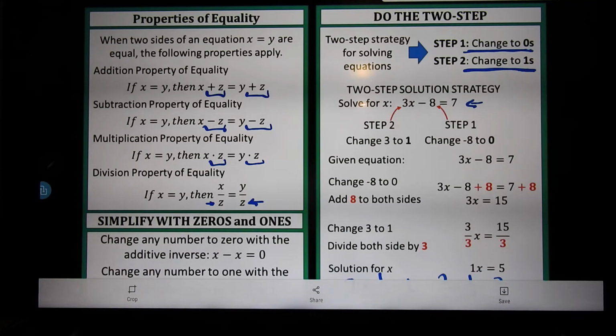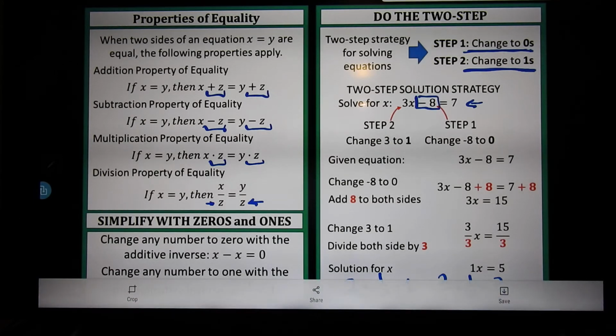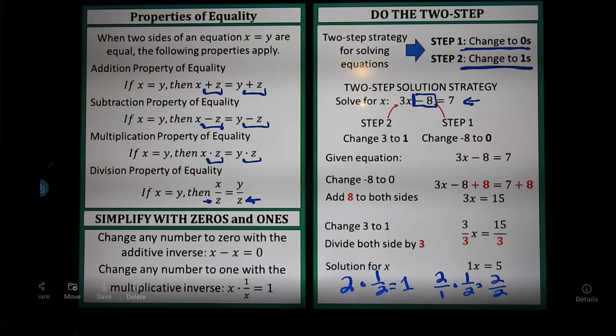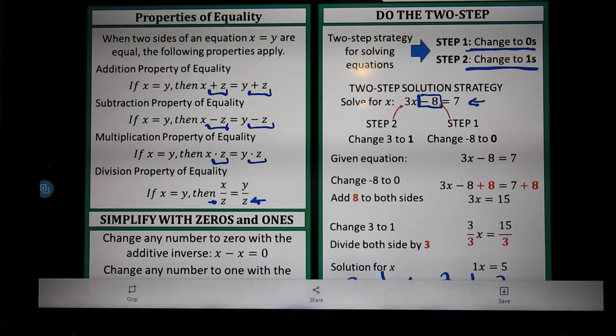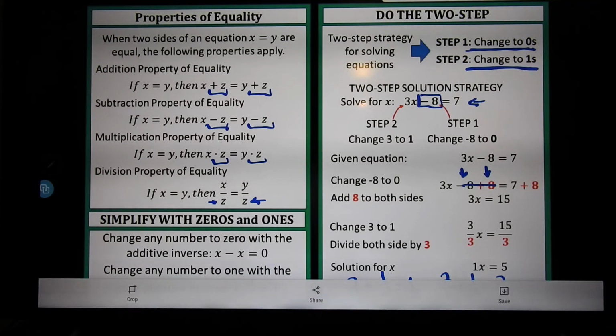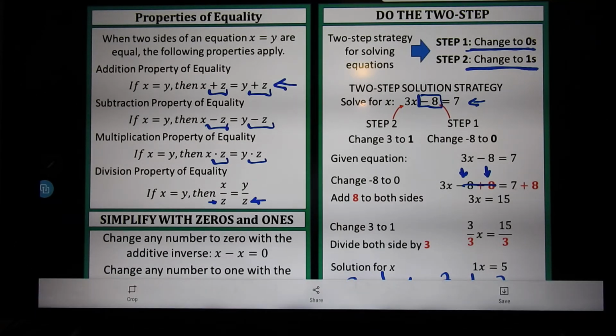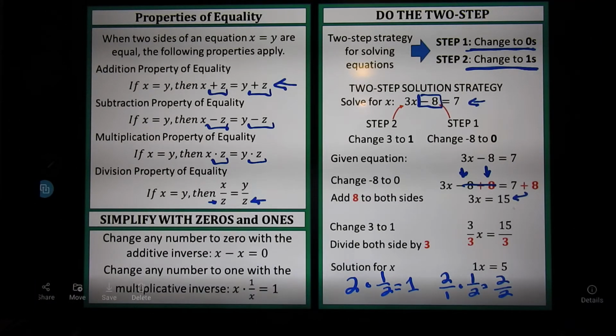So in our 2-step solution strategy for this problem right here, we see that step 1, we needed to change this negative 8 to a 0, and step 2, we need to change this 3 to a 1. And how did we do that? What's the opposite or the additive inverse of negative 8? It's positive 8, so that changes this to a 0. And if we add 8, remember over here on this side, if we add something to one side, we must add it to the other side. And so that 8 plus 7 is going to equal 15.